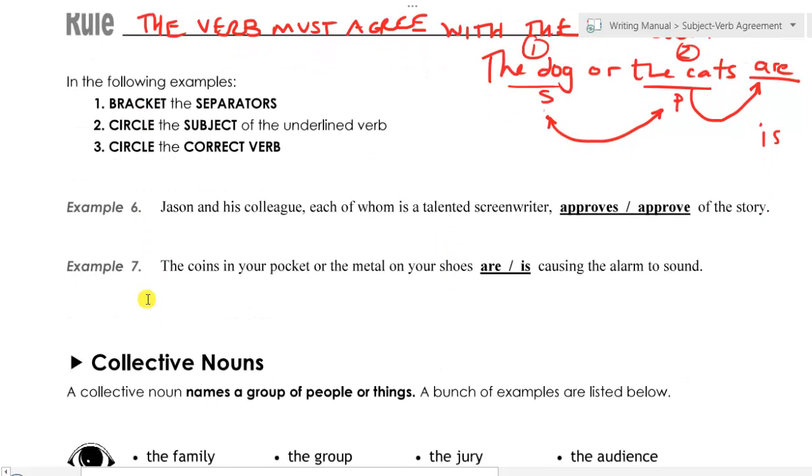Example 6 and 7, same directions as always. We are bracketing separators. We are circling subjects. We are circling verbs. Go ahead and do 6 and 7 now.